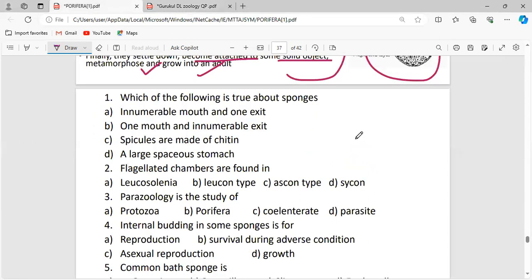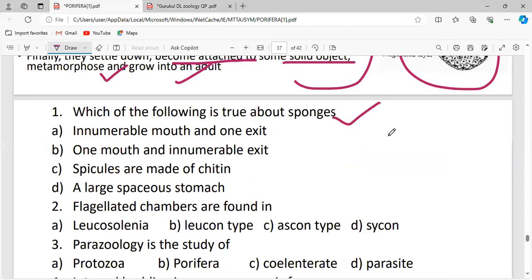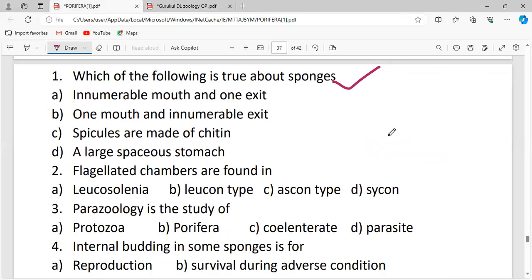Fine. Okay, answer for this question. Which of the following is true about sponges? Innumerable mouths and one exit, one mouth and innumerable exits. Spicules are made of chitin. A large spacious stomach. Which is true? Innumerable mouths. Mouth is nothing but ostia. Exit means osculum.